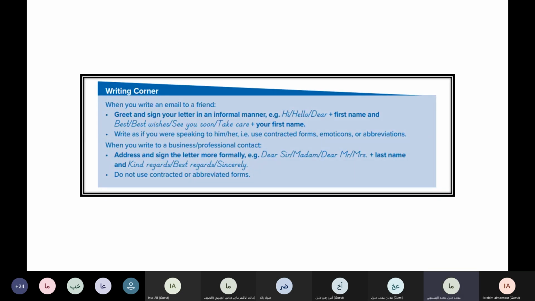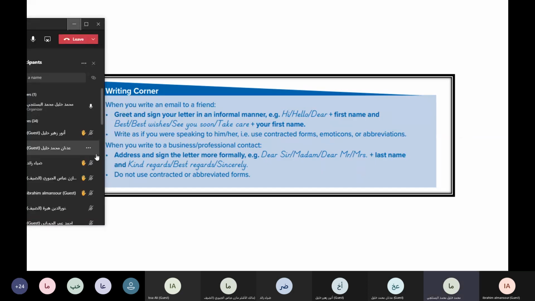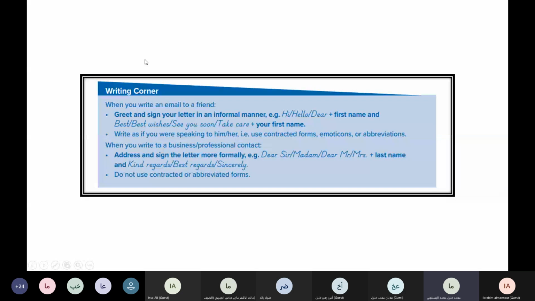Here we have, again, as we said before, two emails. You can write to a friend, or you can write an email to a business or professional contact. Who can read the first part about writing an email to a friend? Let me choose. Dia. Okay. When you write an email to a friend, greet and sign your letter in an informal manner. Example: hi, hello, dear plus first name, and best wishes, see you soon, take care. This is if you want to close it. Good.